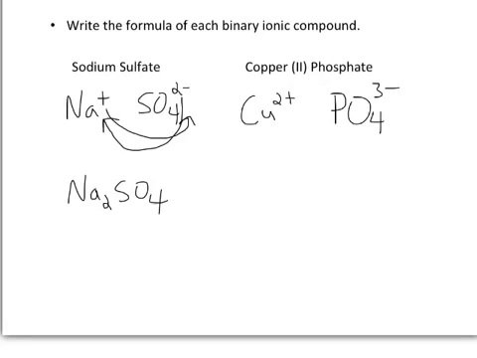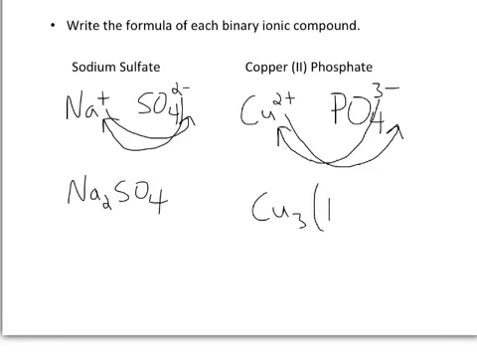So now to determine the formulas, if I just want to use the balancing, I know that the lowest common denominator between 2 and 3 is 6, so I'll need 3 coppers and 2 phosphates to be 6, or if I swap the charges for the subscripts, the phosphate will get a 2, and the copper will get a 3. So the formula is Cu3, and I need 2 phosphates, so I have to put the whole thing in parentheses, PO4, 2. And so the 2 is distributed to everything inside the parentheses, both the phosphorus and the oxygens. All right, let's go to the next example.